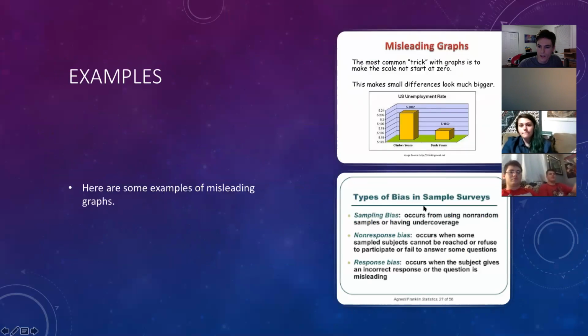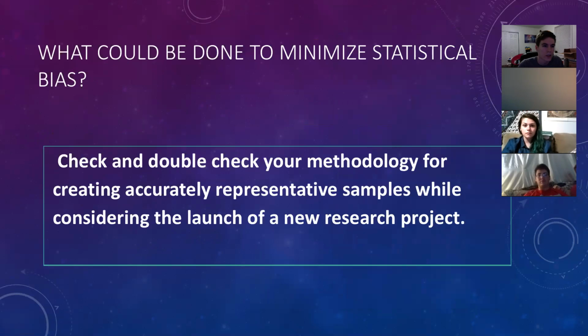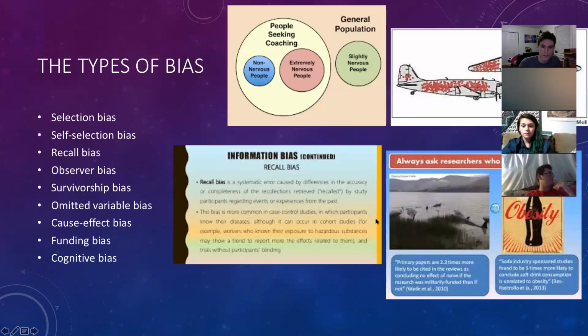And then the types of bias in sample surveys. So like sampling one area and not the whole, not a random sample can affect the outcome. So it's good to have like a broad audience and not just a selected amount of people. So what can be done to minimize statistical bias? Check and double check your methodology for creating accurately representative samples while considering the launch of a new research project.